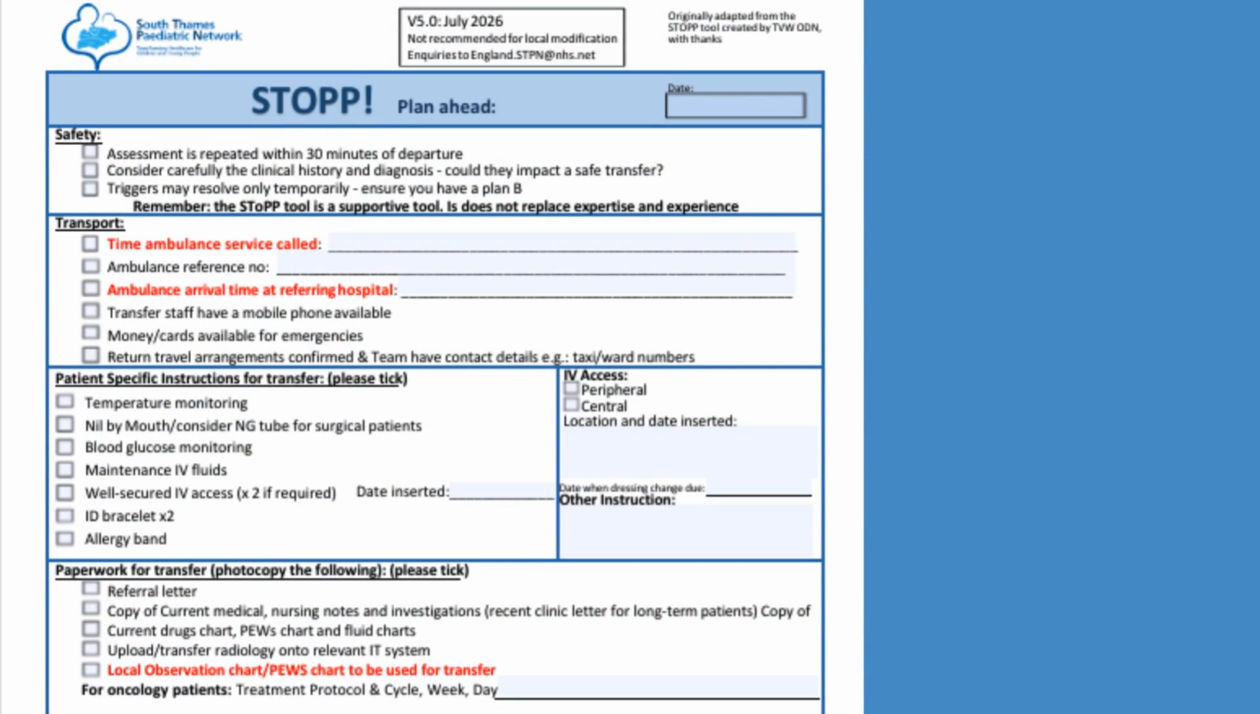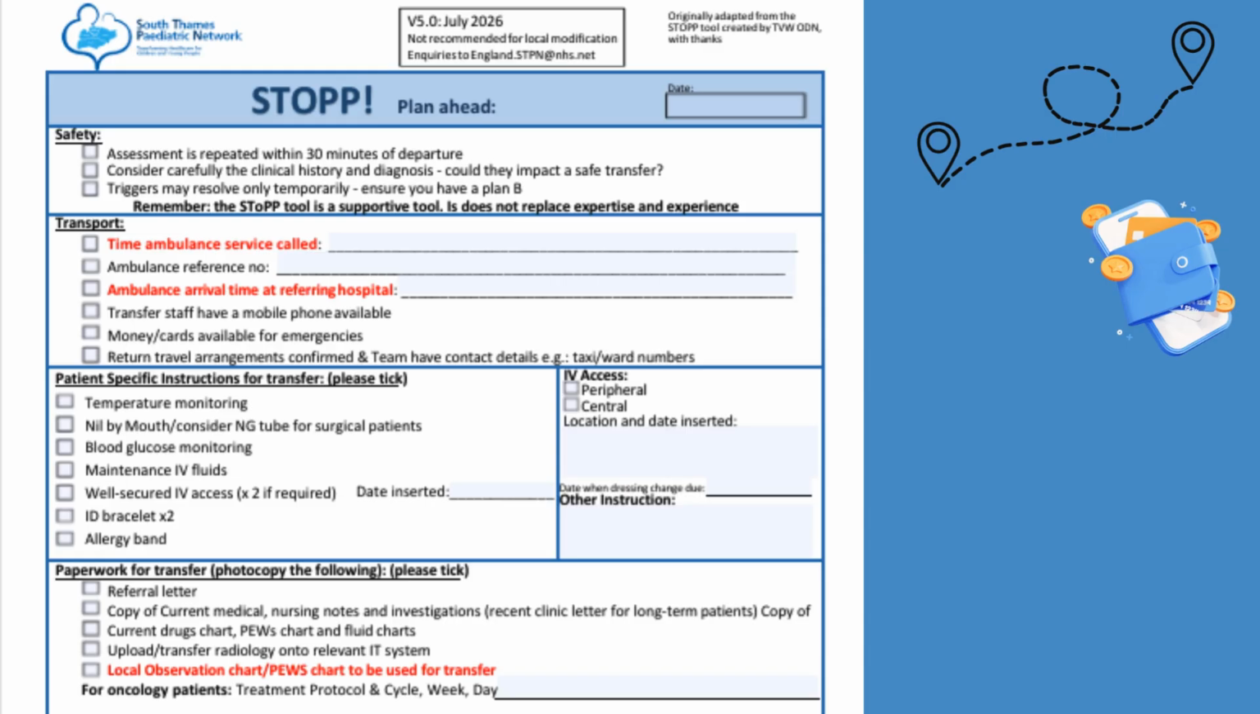You are prompted to answer the following questions. How will the transfer team get back from their destination? Do they have access to important personal items such as a mobile phone, money, or cash cards? Are there any patient-specific instructions for the transfer, such as monitoring, maintenance fluids, or IV access? The patient should be given 2 ID bracelets prior to transfer.